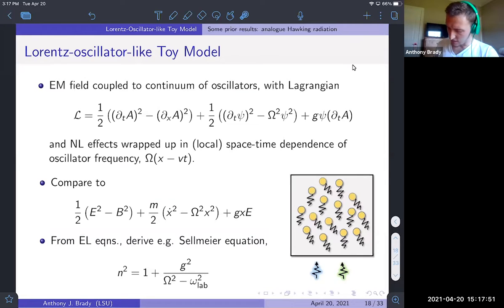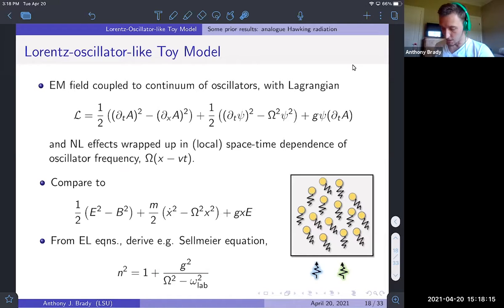And just to point this out, you can derive, for example, a Sellmeier relation, which gives you the refractive index of the medium from this model, and it's given, for instance, by this. This determines the refractive index and the modes allowed in your system. And so, for example, this is a model with only one medium resonance.